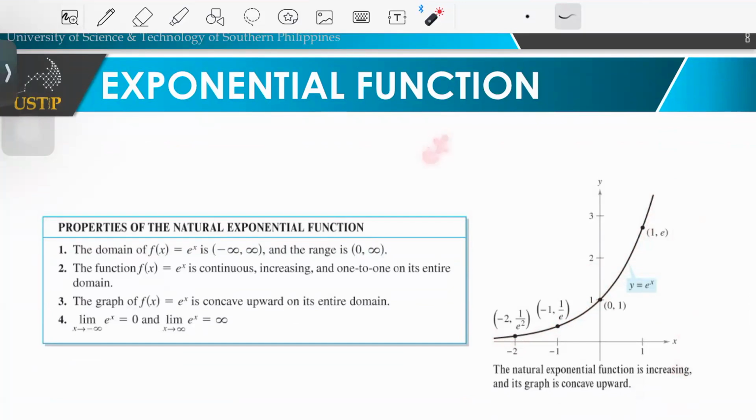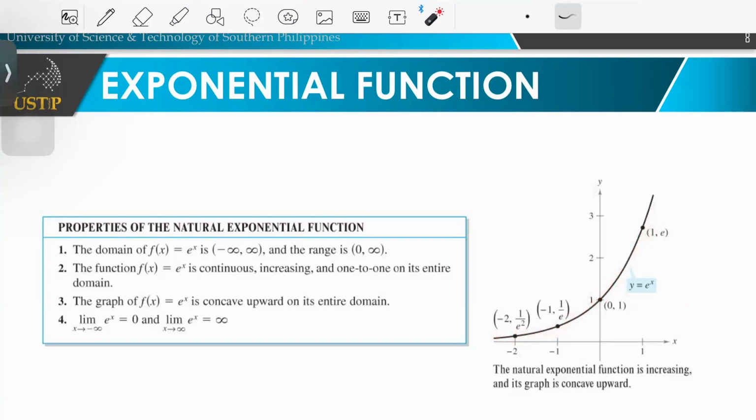Maski negative ang imong x, for example, e to the negative 2, that is just equal to 1 over e squared, di ba? And this is a positive number gihapon. However small, pero it's still a positive number. Okay? So, mao na imong range is from 0 to positive infinity. Okay, it is continuous, increasing, and one-to-one in its entire domain.